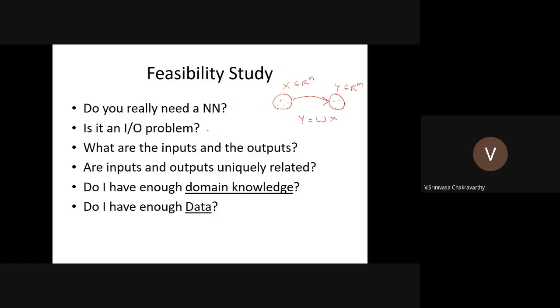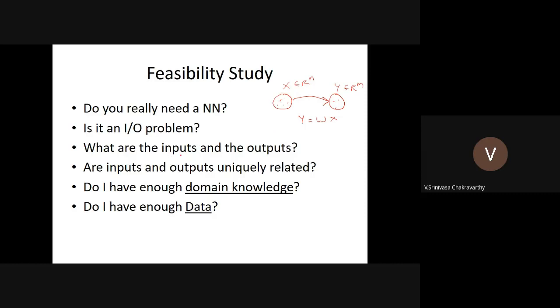Then, is it an input-output problem? Is it simply a question of mapping one input onto an output? And can you represent those inputs and outputs as vectors? Because a network only understands vectors. So even if you are doing image processing or image pattern recognition, you have to ultimately convert that image into a vector. Or if you're doing speech recognition, you have to convert that into a vector. So you need to make sure that you can convert your problem into an input-output problem, and you can express your inputs and outputs as vectors of a fixed dimension, and then you can talk about network application.